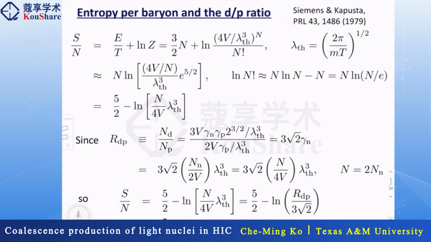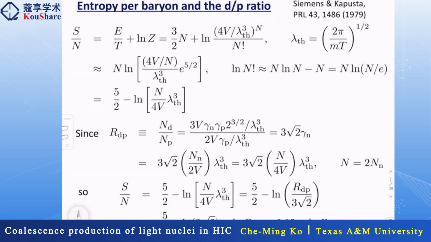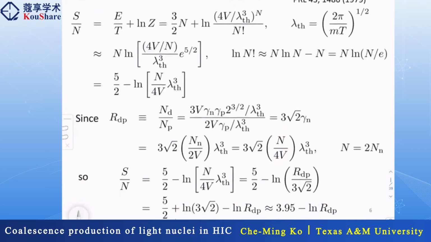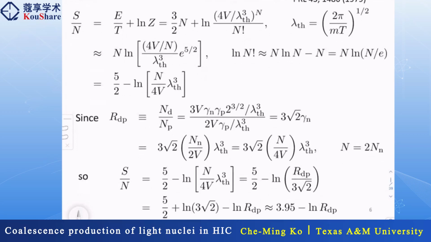You can easily calculate the entropy per nucleon, assuming the nucleons are non-interacting. Then the entropy per nucleon is given by 5/2 minus the nucleon density times the thermal wavelength cubed, right? Then you can calculate the deuteron-to-proton ratio for the same nuclear matter. The d/p ratio can be expressed in terms of the nucleon density and the thermal wavelength. Therefore, entropy per nucleon equals 5/2 plus these factors minus log R_dp. So it's 3.95 minus log R_dp, right?